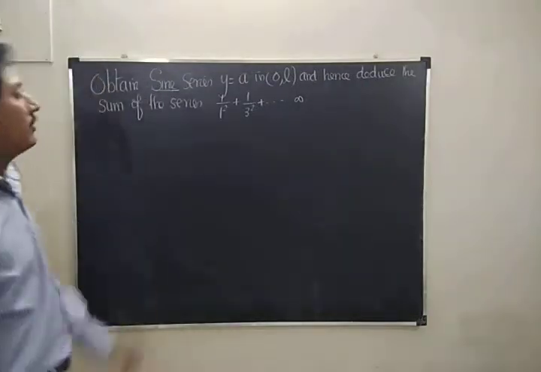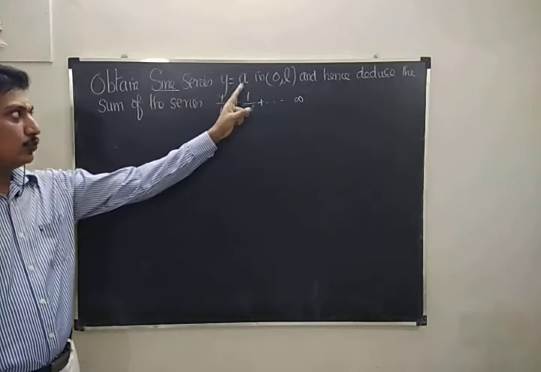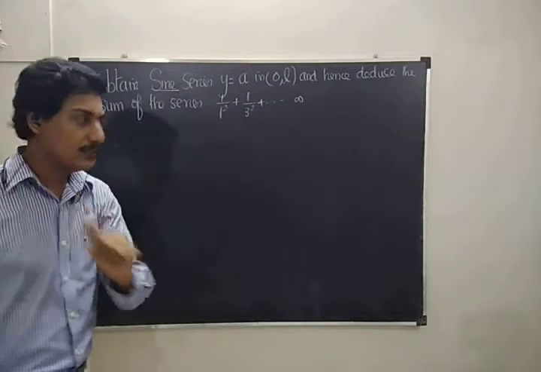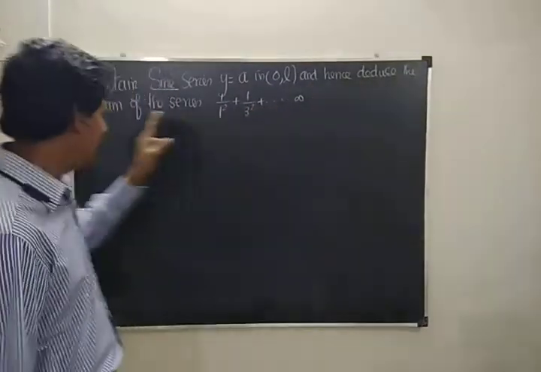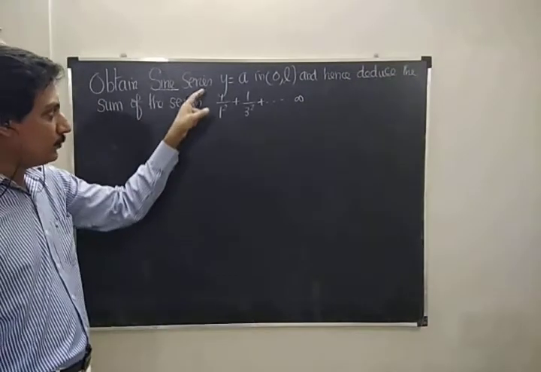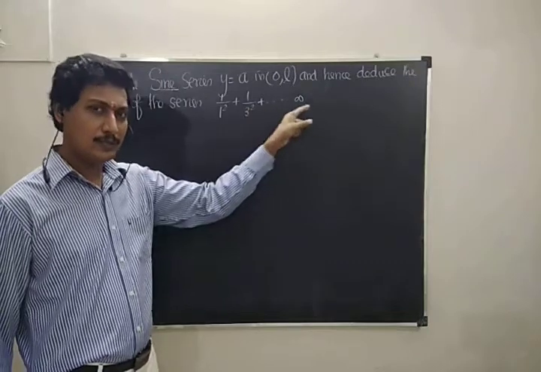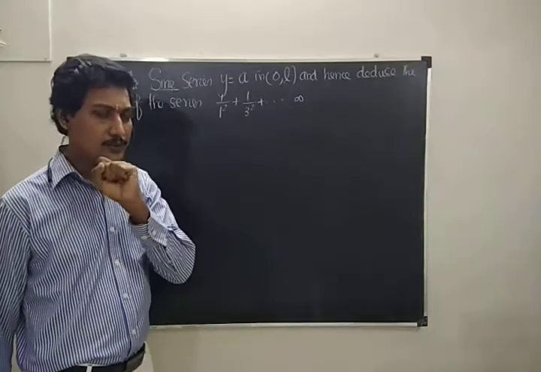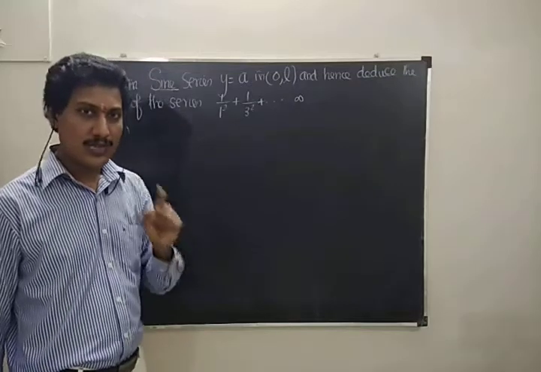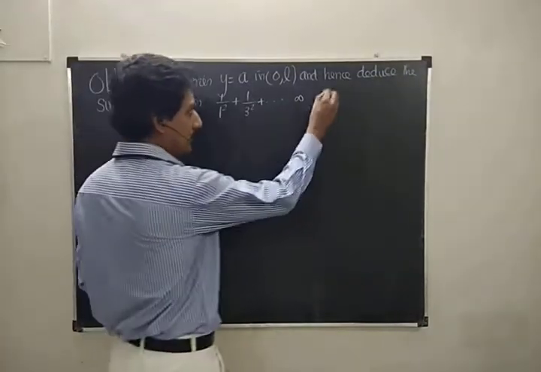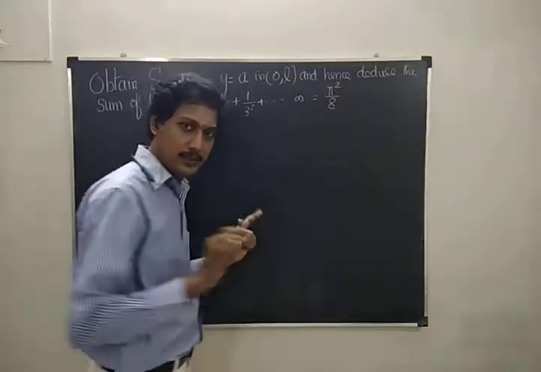So in this problem number 1, obtain the sine series for the function y equal to a, where a is a constant in the interval 0 to L, and hence deduce the sum of the series 1 by 1 square plus 1 by 3 square plus 1 by 5 square etc. up to infinity. Already you know the answer. The answer probably may be pi squared by 8, I think so. Right? So that is the answer.